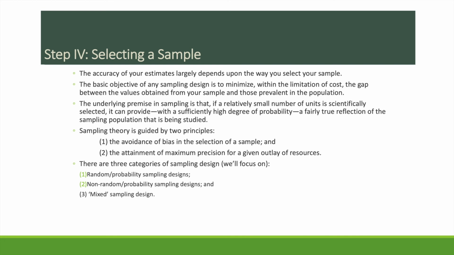We cannot make the whole population of the city our sample. We need to limit our sample size to, let's say, just a barangay or a school, in USTP. We can do that as our sampling size. Sampling theory is guided by two principles: the avoidance of bias, we need not to be biased, and the attainment of maximum precision for a given outlay of resources. And then we have the sampling design, which is based on your statistics.